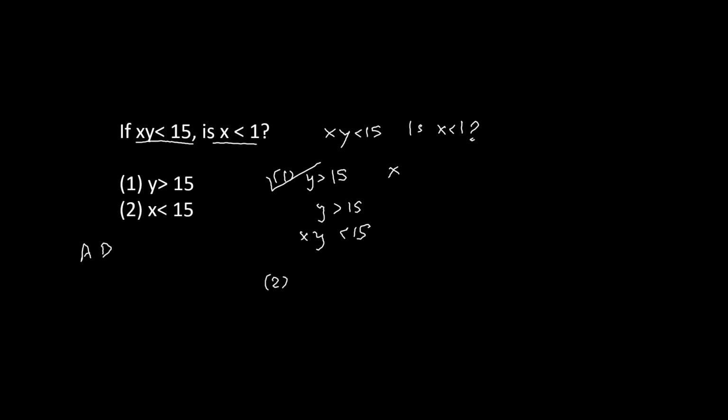Let's move on to statement 2. It says x is less than 15. Now, x is less than 15 and x into y is less than 15. Well, in here, there are two possibilities. X could be 3 and Y could be 4. On the other hand, X could be half and Y could be 4 as well, right? Because in both cases, X is less than 15 and X into Y is less than 15. So this is insufficient and the answer is A.